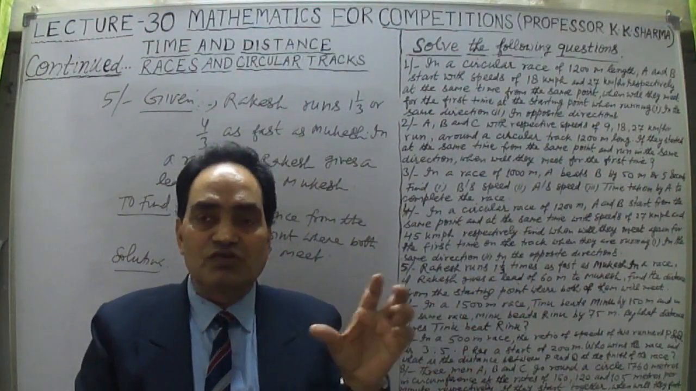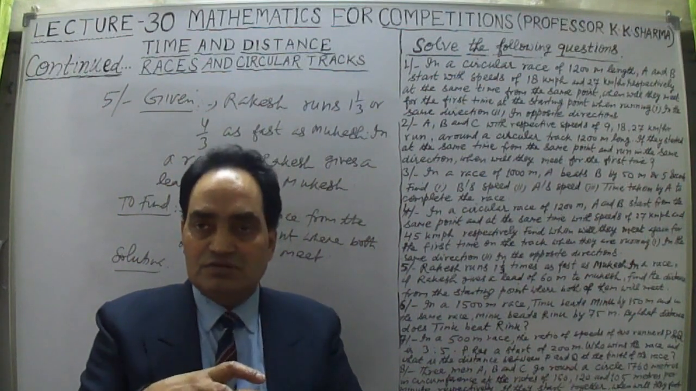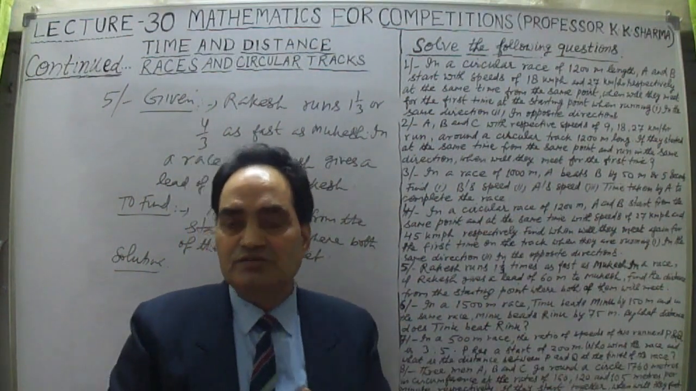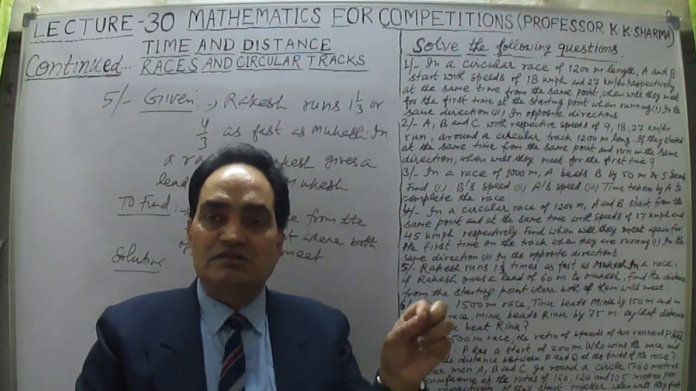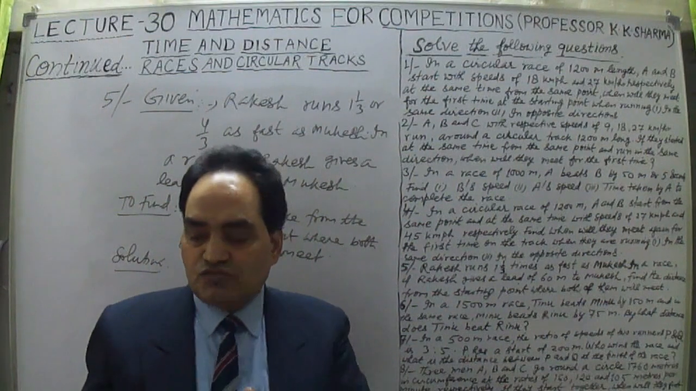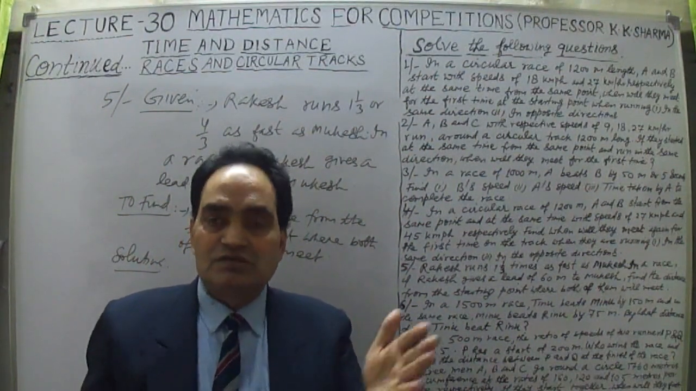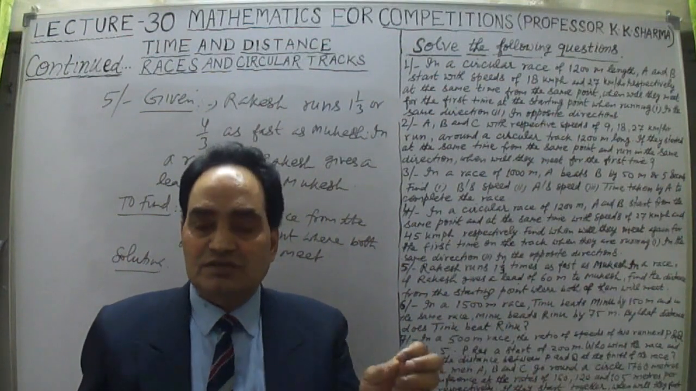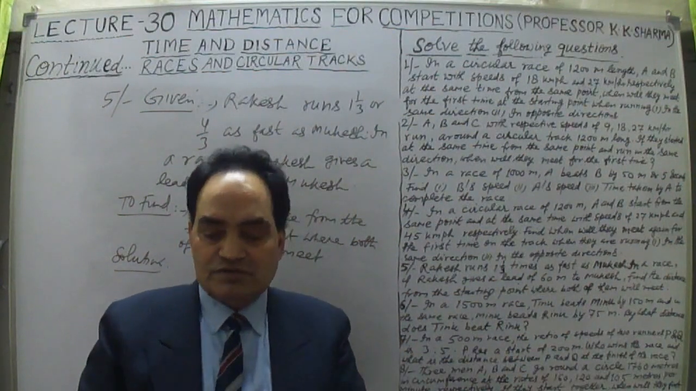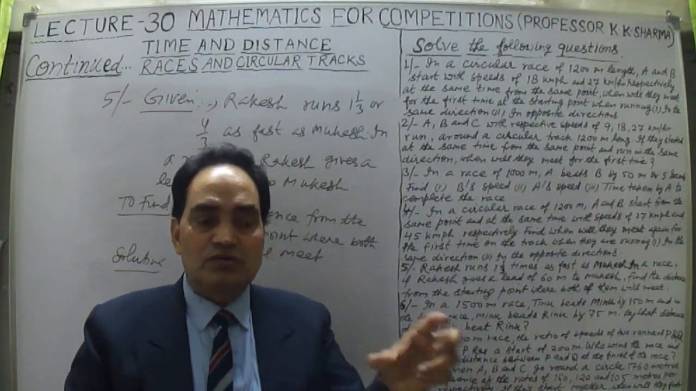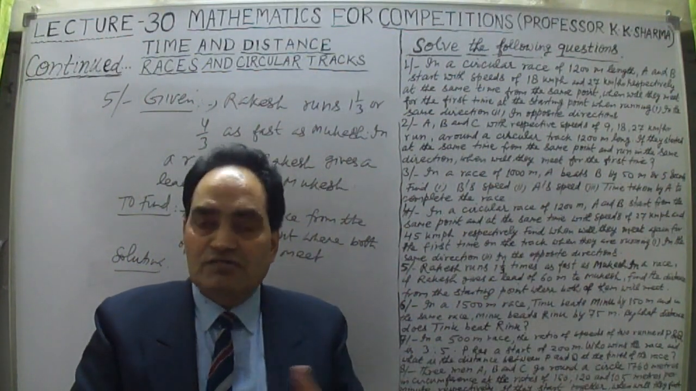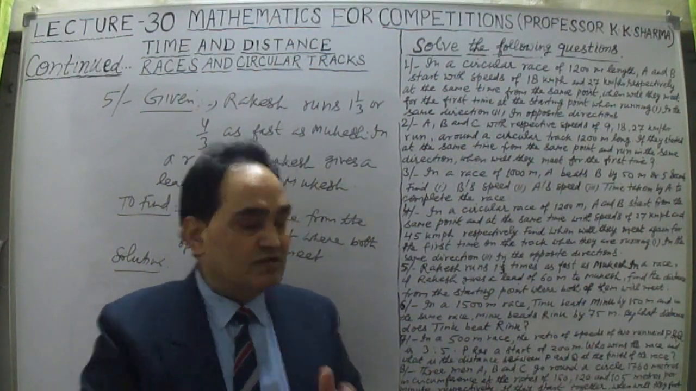4 sixes are 24, so 240 meters. After Rakesh has covered 240 meters, he will meet Mukesh. Then Mukesh will cover how many? 3 sixes are 18, so 180 meters. Rakesh will cover 240 meters. Why 240? Because 180 plus 60 is 240. So 240 meters will be covered by Rakesh, and only 180 meters by Mukesh from 60 ahead. Both will meet after Rakesh has covered 240 meters. That is the distance here.